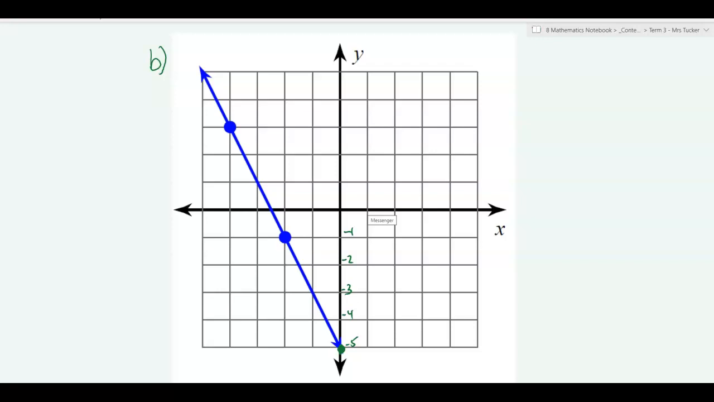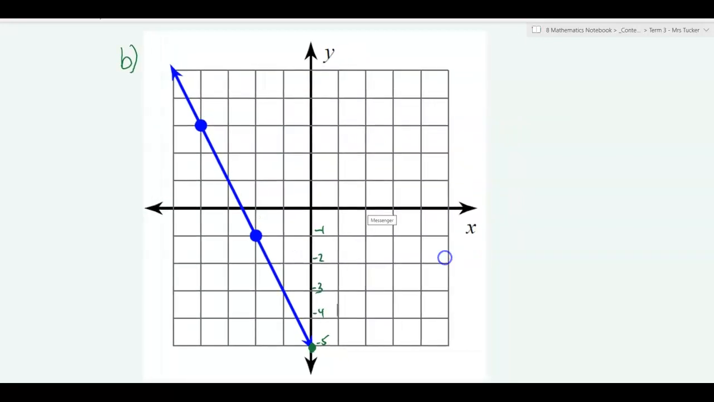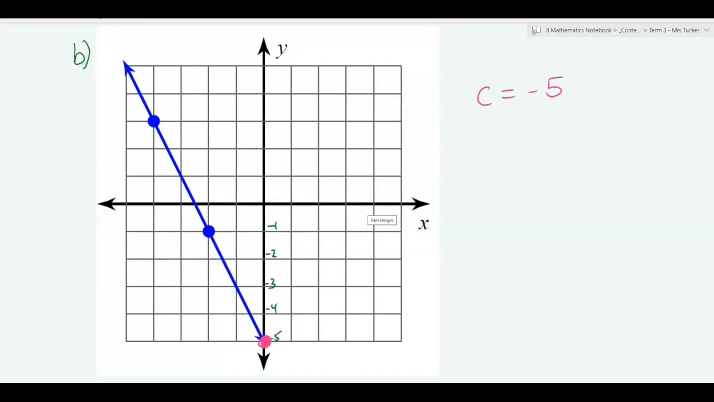The y-intercept on this one is really easy to figure out. Am I intersecting it here? Okay, it is -5. So I have got straight off the bat c equals -5 because I am intersecting the y-axis at -5. Now I need to find my gradient.